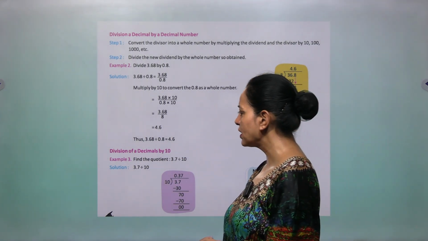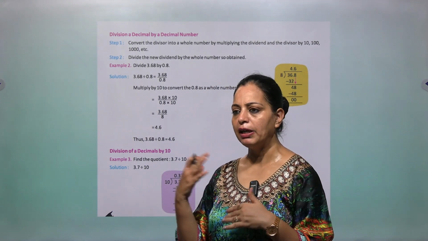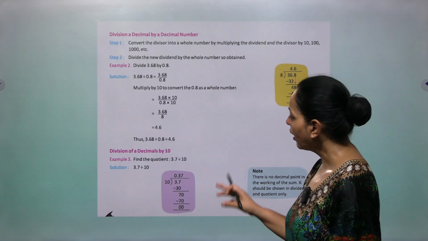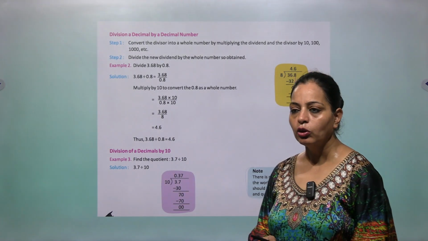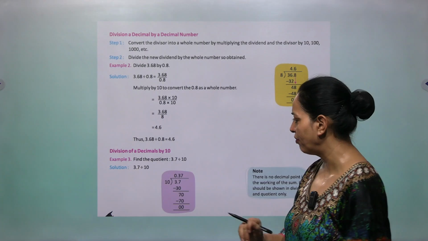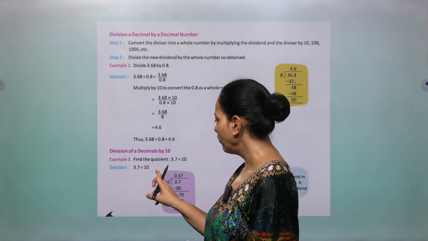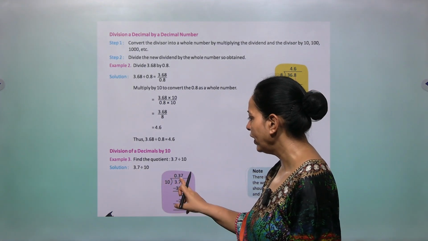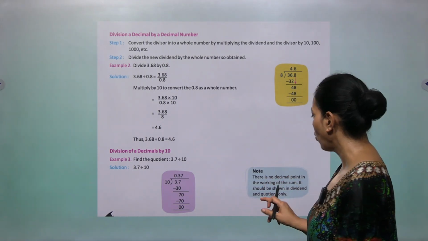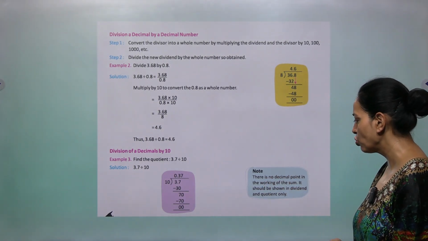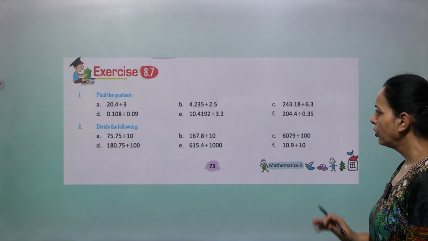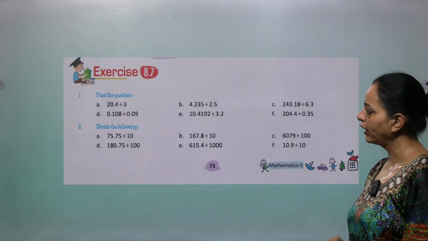Now division of a decimal by 10. Just now we did multiply by 10, 100, 1000. Now we will do division. If you divide, you have to put the decimal towards the left. See here, 3.7 divided by 10, so we are getting 0.37. There is no decimal point in the working of the sum. It should be shown in the dividend and quotient only. So you can do exercise 8.7.